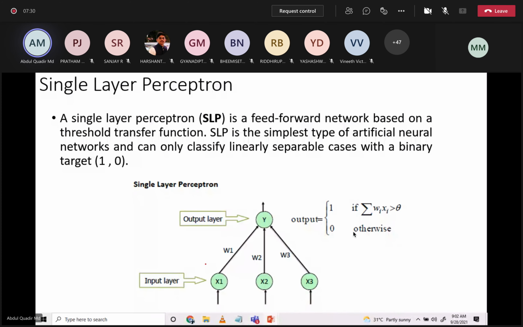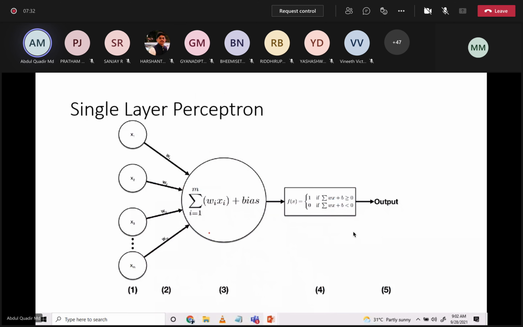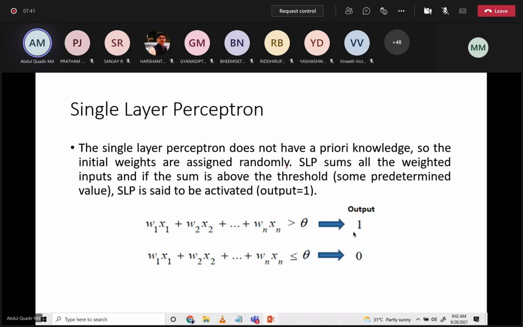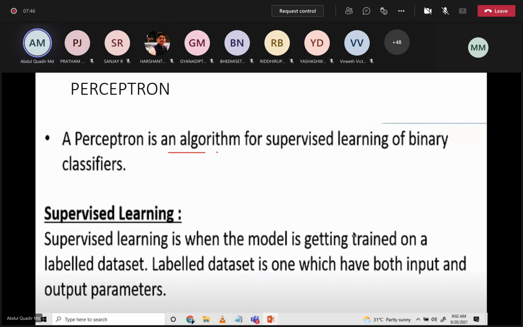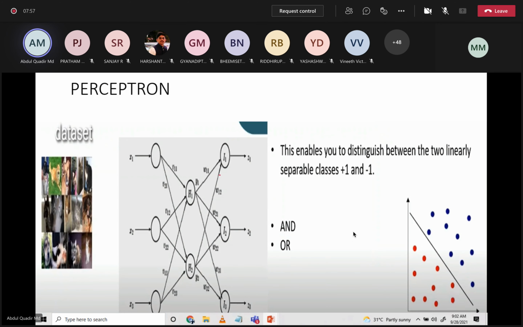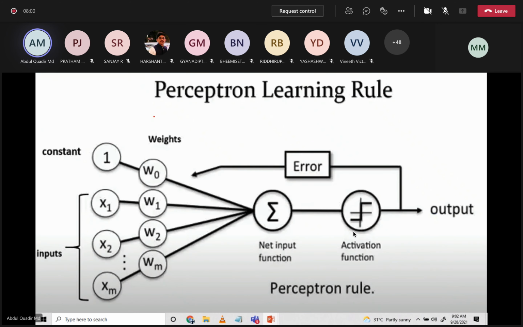Then we saw about single layer perceptron, what was happening there. So xi into wi plus the bias, all those things we saw. If it is greater than theta, if it is less than theta, then we saw about the perceptron algorithm, which is used for supervised learning for binary classifiers. For classification we go for single layer perceptron, supervised learning, all these things we saw.